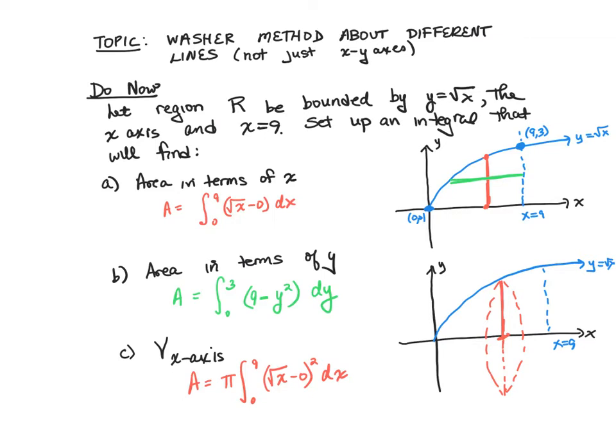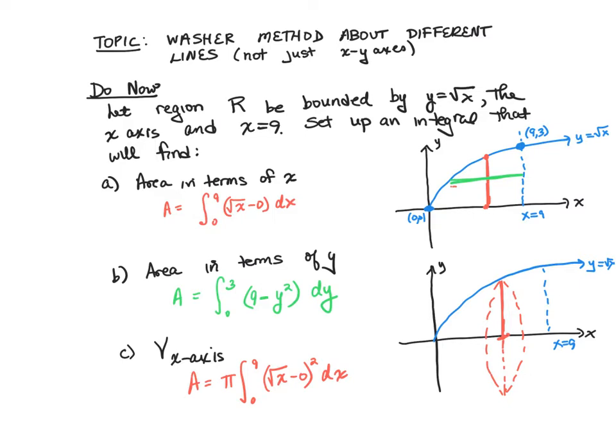If we use horizontal rectangles, we integrate with respect to y. So in that case, it's right minus left. The right function when we solve for x is 9. The left function when we solve for x is y squared. And the limits of integration would be from 0 to 3.